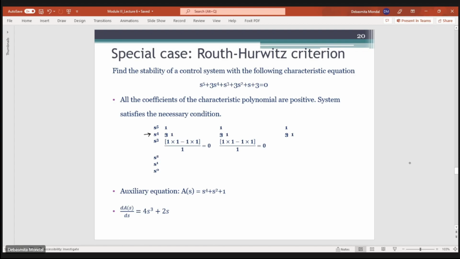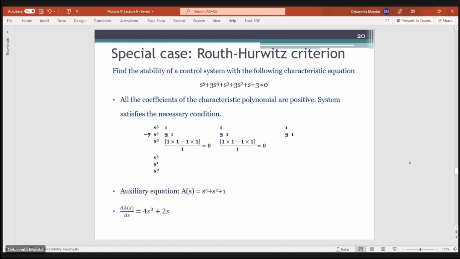If you were dealing with s cubed, say if the row corresponding to s squared were all zeros, then you would write the auxiliary equation corresponding to the s cubed row. The auxiliary equation will be the coefficient over here multiplied by s cubed, plus this coefficient multiplied by s to the power 1, and obviously you will not have any element over here. So that is the auxiliary equation.